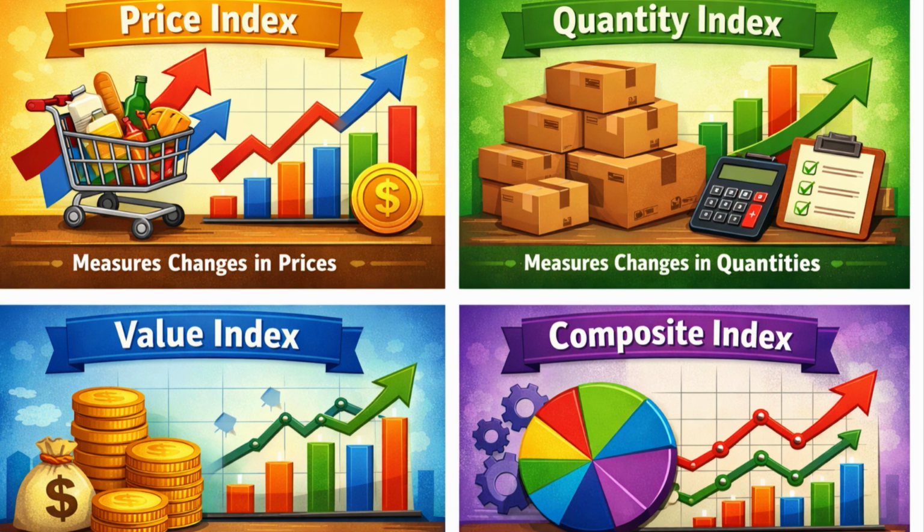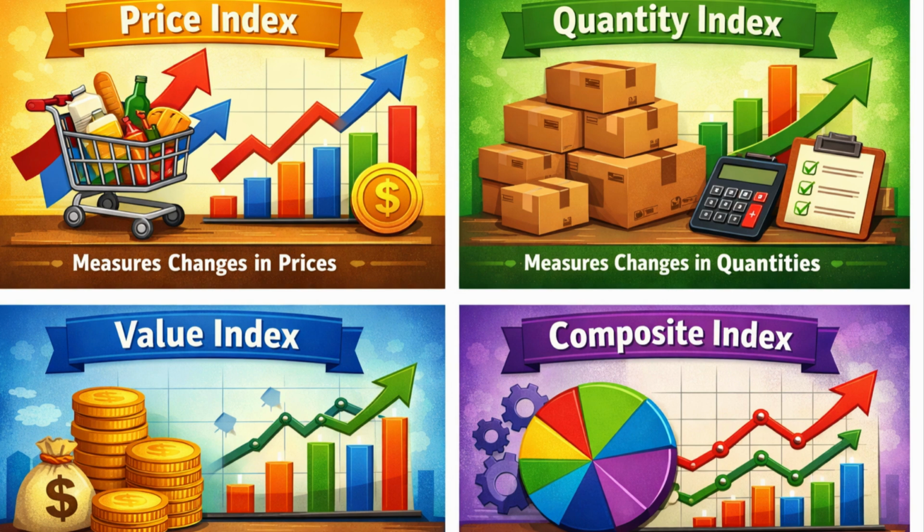The second type is quantity index numbers. These measure changes in the quantity of goods produced or consumed. For example, the industrial production index tracks how manufacturing output changes over time. The third type is value index numbers. These measure the change in total value, which is calculated as value equals price multiplied by quantity. This type is useful for analyzing total economic activity.